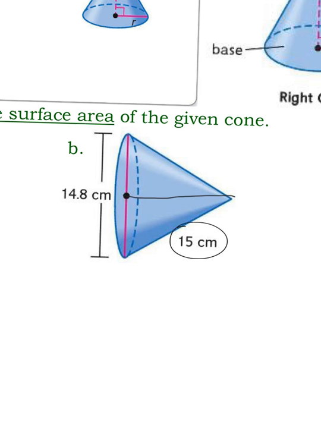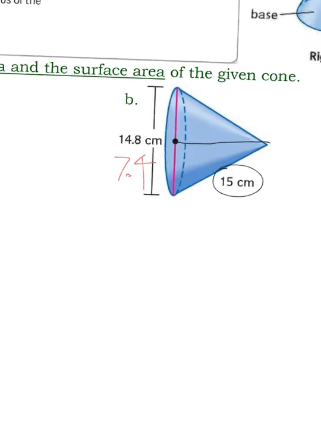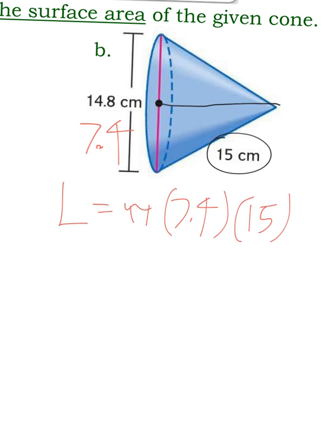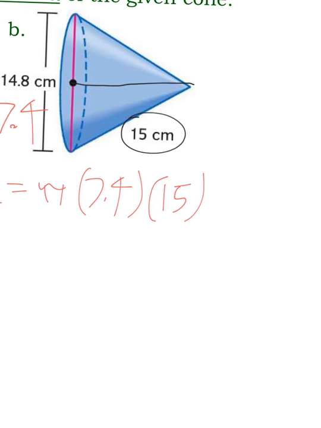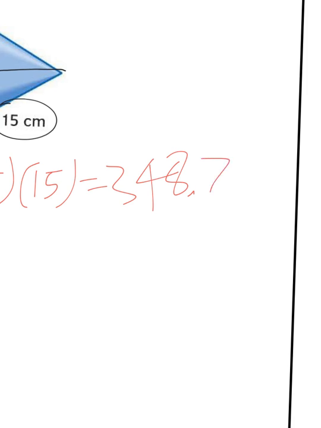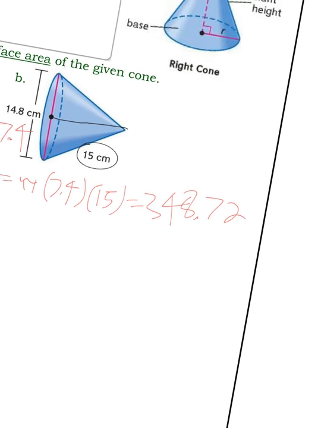Now, it helps to know my radius, but that's just half of 14.8, so that's 7.4. So I'm going to just go pi times r times L, or your cursive L, I should say, because L is your lateral area. So pi times r of 7.4 times slant height of 15. You get a lateral area of 348.717, so I'll round that to 348.72. Okay, so that's my lateral area.